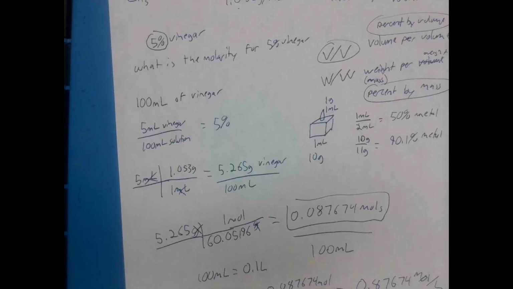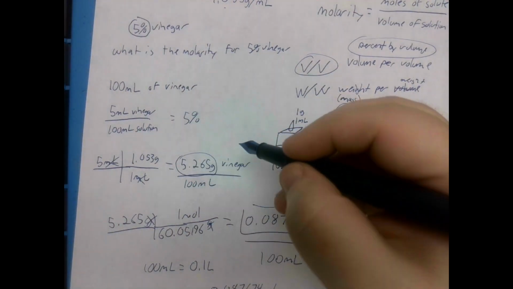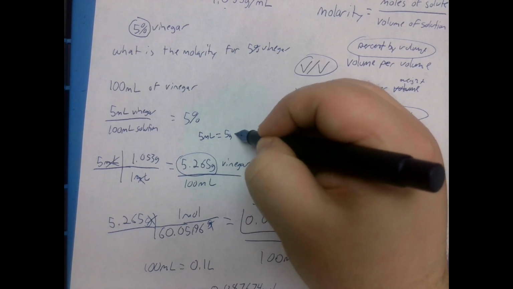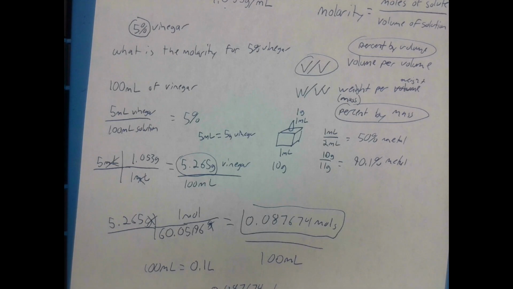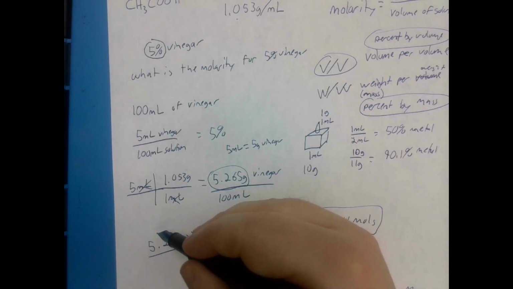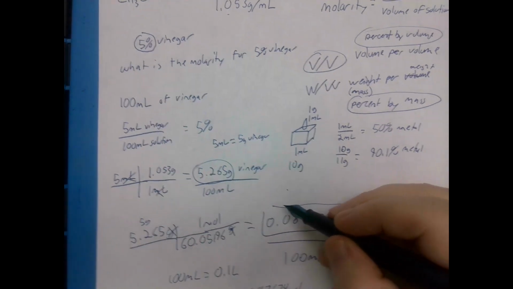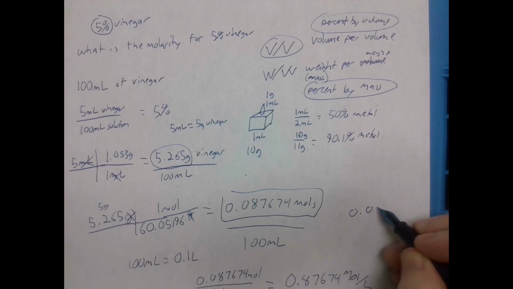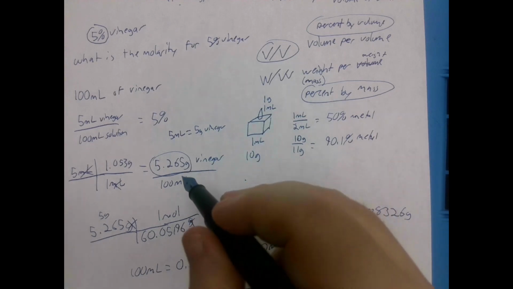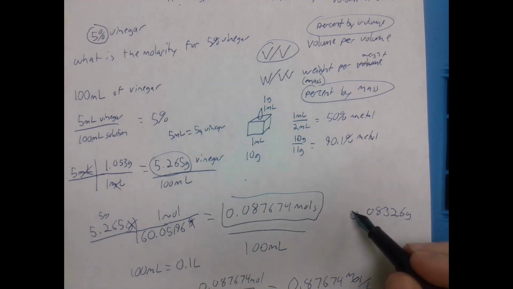And in the other class, I didn't use density. So here I went ahead and used density to get this number. I just assumed that 5 milliliters vinegar is equal to 5 grams vinegar. Which, yeah, I didn't make a mistake. And whenever I did this calculation using 5 grams here instead of 5.26, I ended up getting a molarity of 0.08326, which makes me think I did something wrong, because this is more accurate.